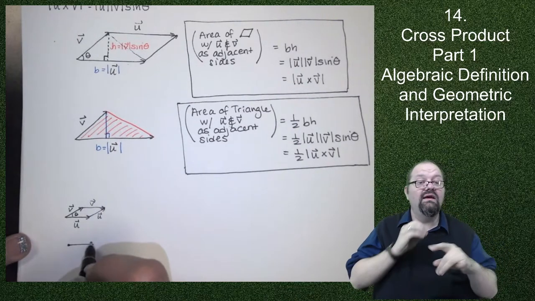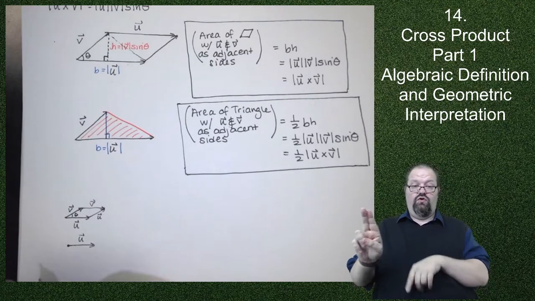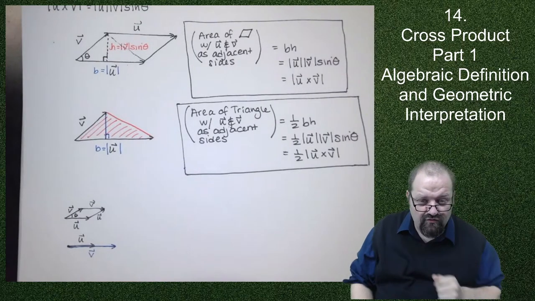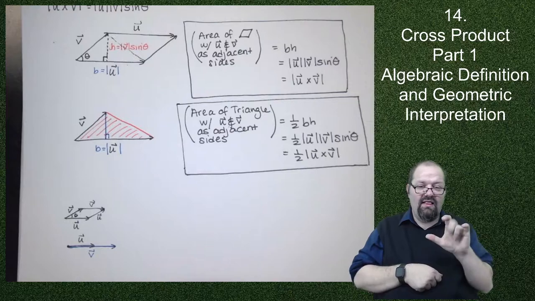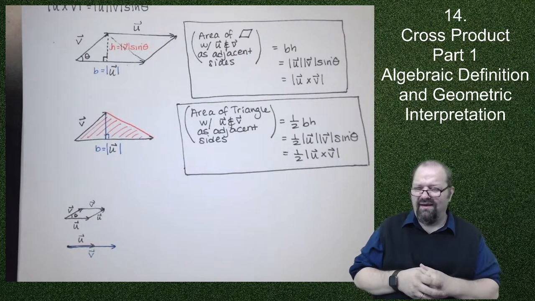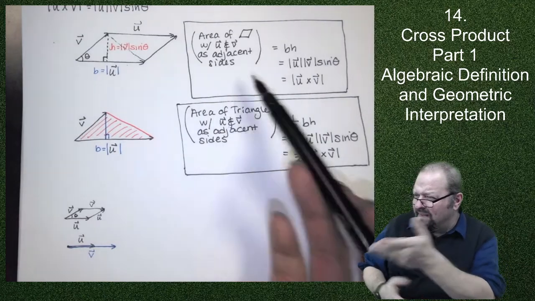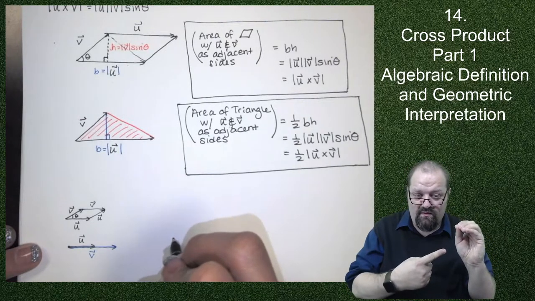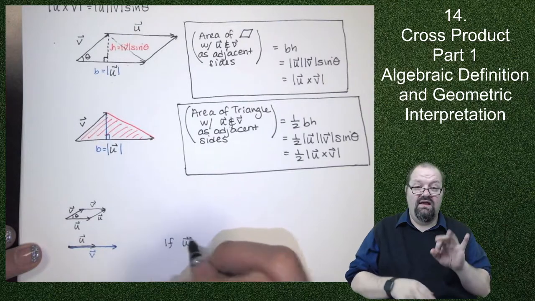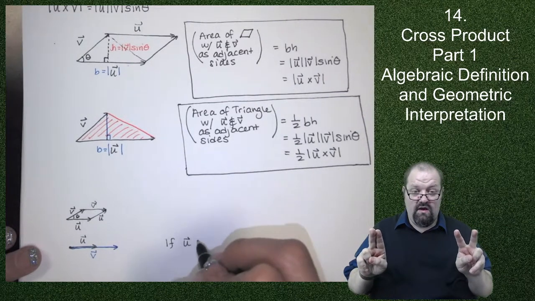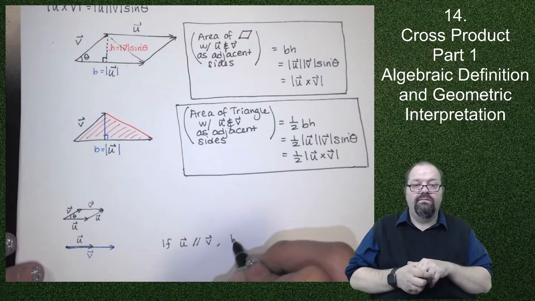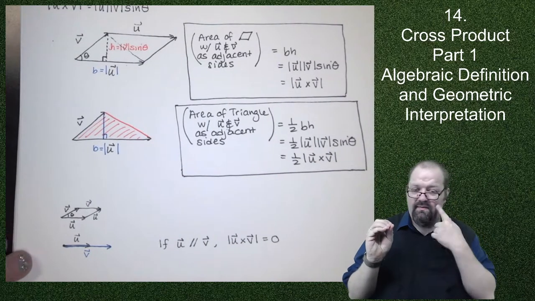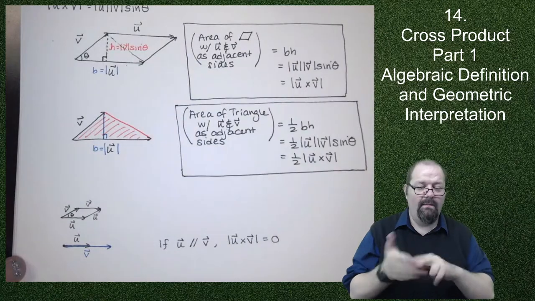What if I had U pointing in this direction and V also pointing in the same direction? What's the area of the parallelogram made by that? You might say, Miss Townsend, there is no parallelogram, and you'd be absolutely right. Since there's no parallelogram, the area is zero. So if U and V are parallel, then of course the magnitude of U cross V is going to be zero. It's a scalar, because if they're parallel, there is no area, there is no parallelogram.